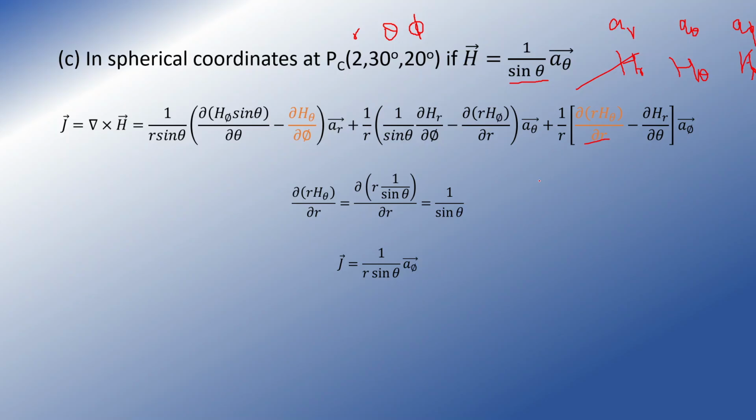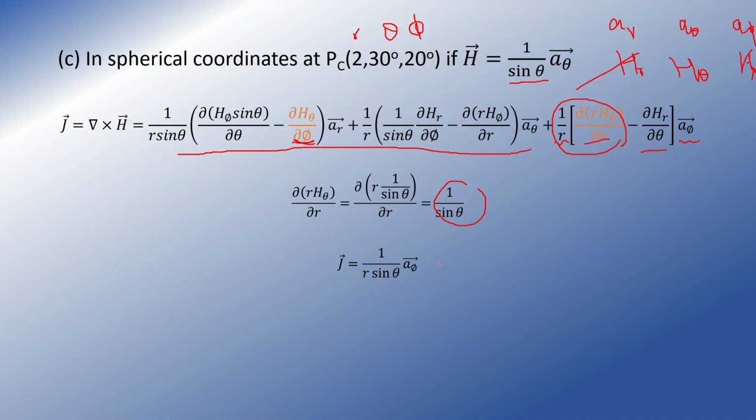Now we see that 1 by sin theta differentiated with respect to phi will be 0, because the phi component is not present. It can be treated as a constant and the derivative of a constant is 0. So we have only the 1 by sin theta term, that is for this one, and we have 1 by r here. So all other terms in the equation become 0. Only this term remains, which is 1 by r times 1 by sin theta with respect to A phi. So this is the equation for J.